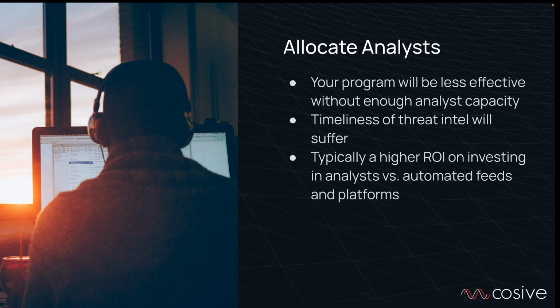Let's say there's a new vulnerability with active exploitation affecting part of your toolchain. If it takes a week to get to it, that's way too late. There's got to be consistent throughput, so you're quickly identifying the most relevant intel and disseminating it to the right people within the organization as soon as you can vet it. Prioritize people over automated feeds and platforms.